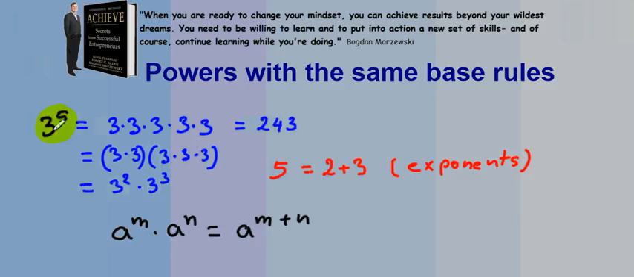So recall, what is the definition of 3 to the power of 5? This is equal to 3 times 3 times 3 repeated 5 times, and yes, the answer is 243. You can easily verify that. However, this is not our goal here.